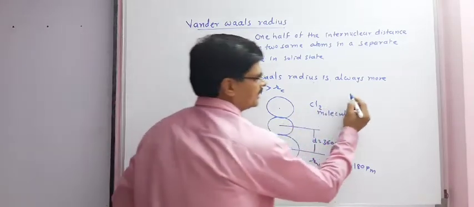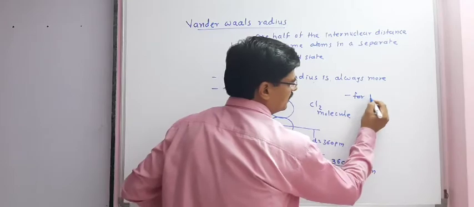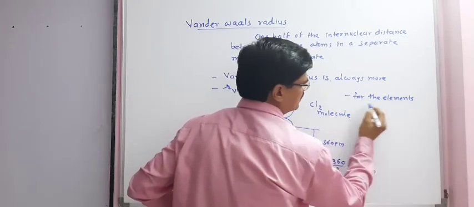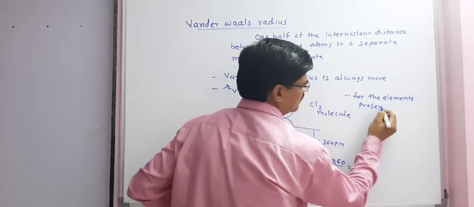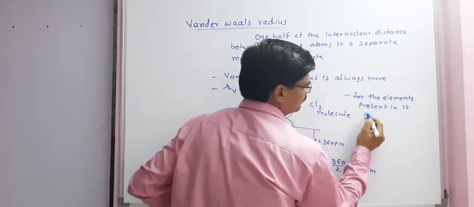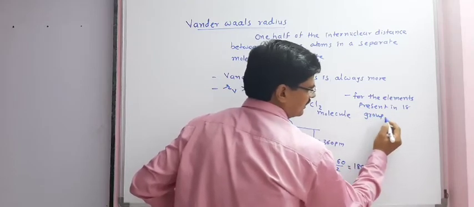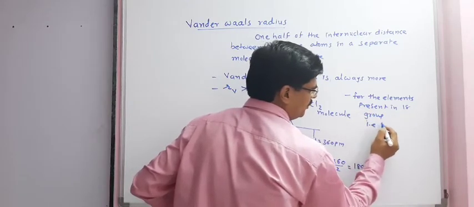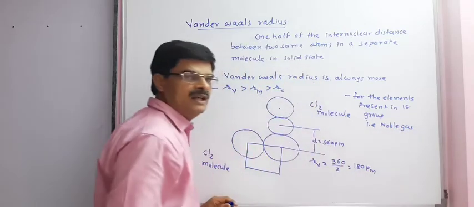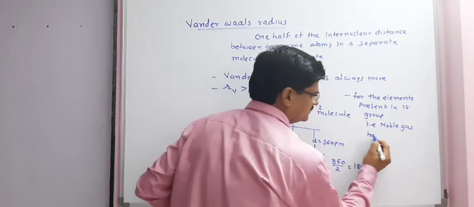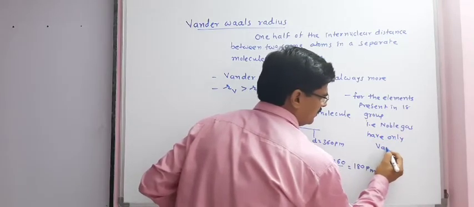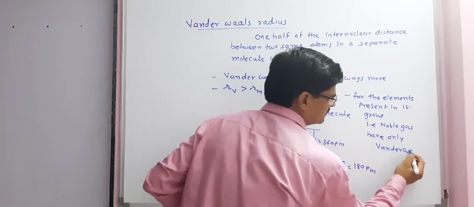Also we have to remember, for the elements present in group 18, that is noble gas, noble gas have only Van der Waals radius.